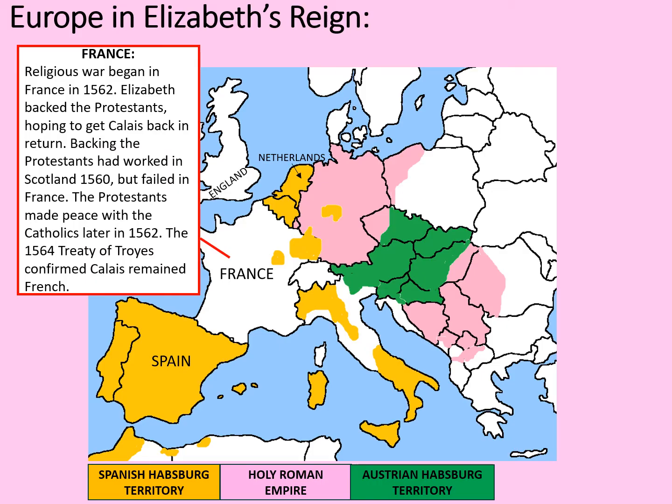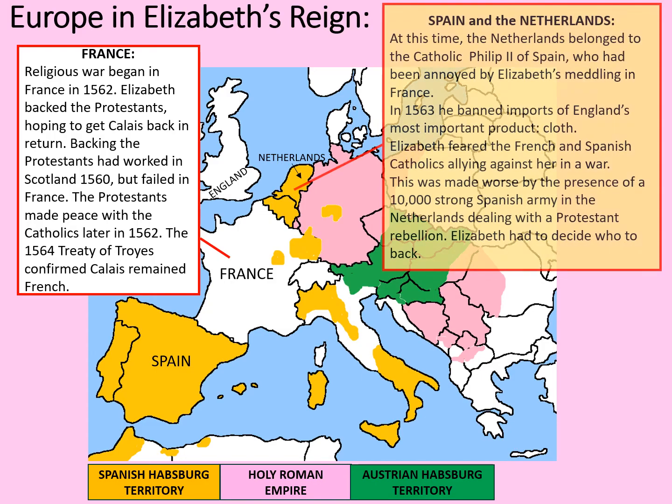What about France? Religious war began in France in 1562. Elizabeth backed the Protestants, hoping to get Calais back in return. Remember that she had lost that. Backing the Protestants had worked in Scotland in 1560, but it failed in France. The Protestants made peace with the Catholics later in 1562. The 1564 Treaty of Troyes confirmed Calais remained French.